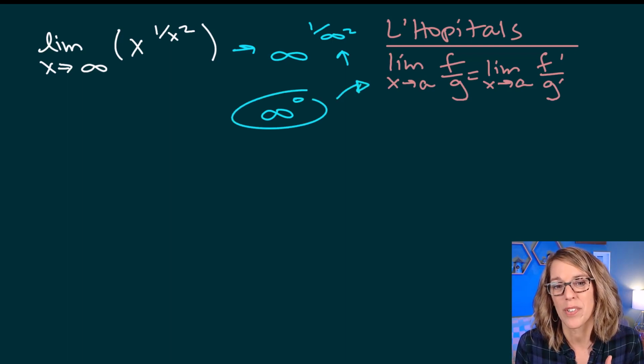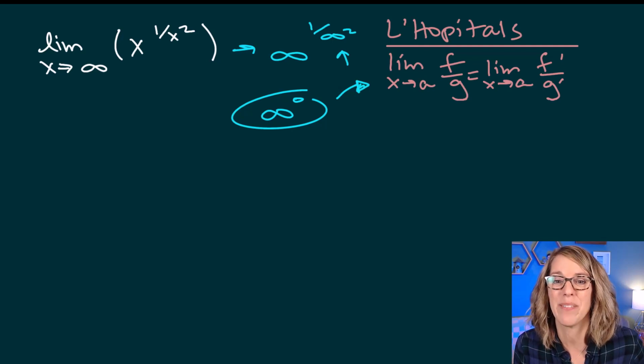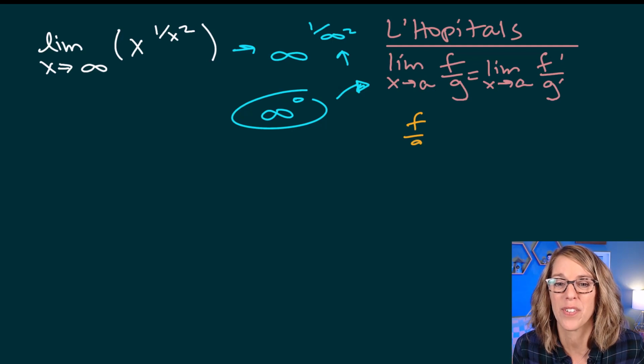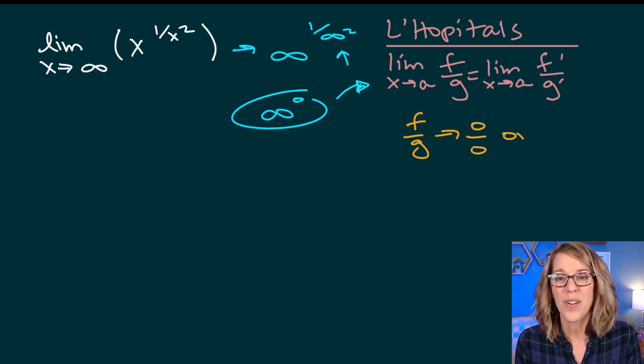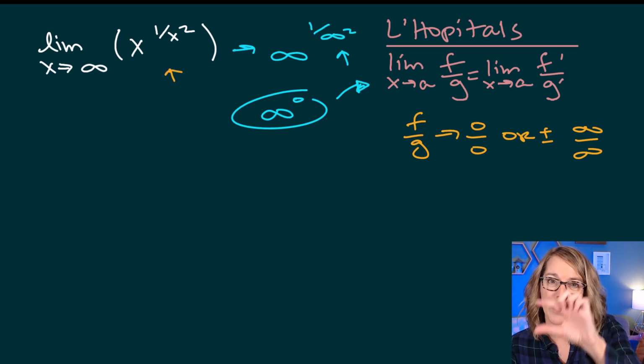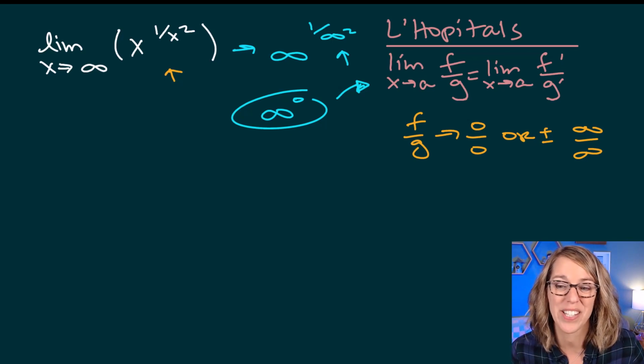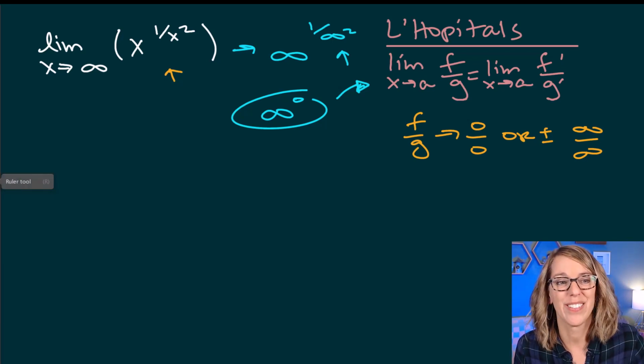Sounds like a job for L'Hopital's rule, but L'Hopital's rule needs the limit to be in the form f over g needs to either go to 0 over 0 or plus or minus infinity over infinity. That's not what I've got here, but if I apply a logarithm, I can bring that 1 over x squared out in front, and that's exactly what we're going to do. So let's apply a logarithm.